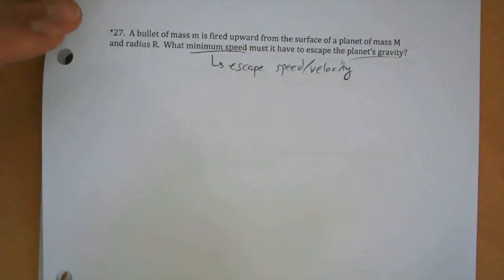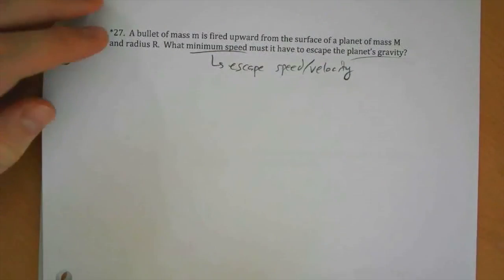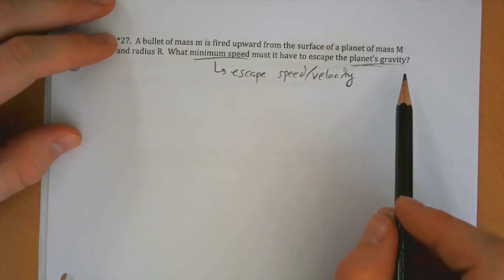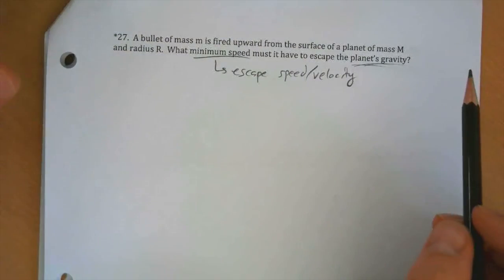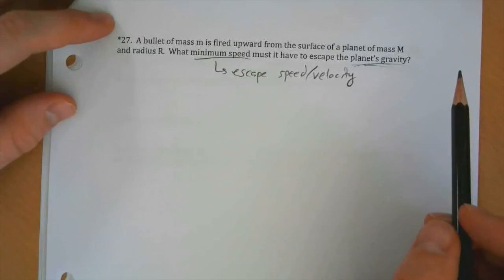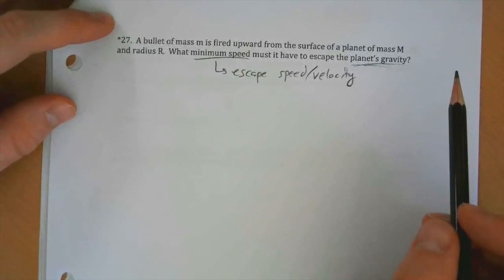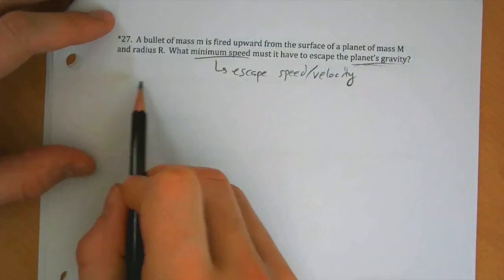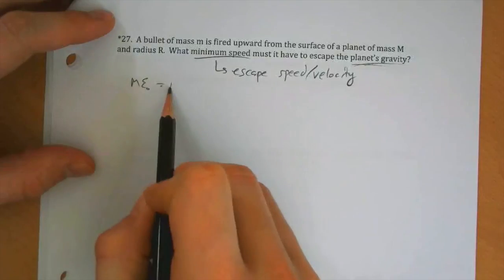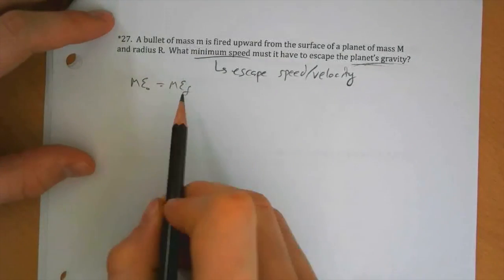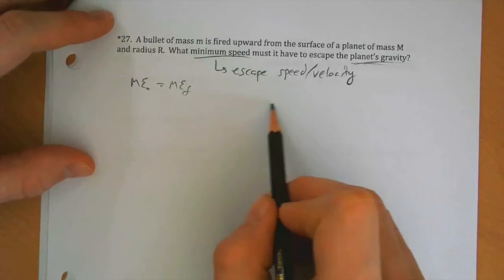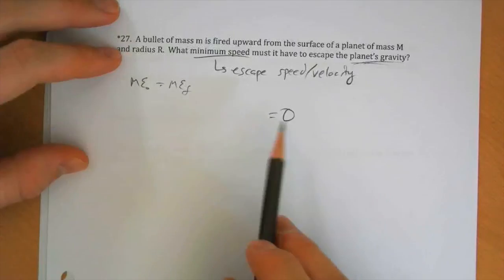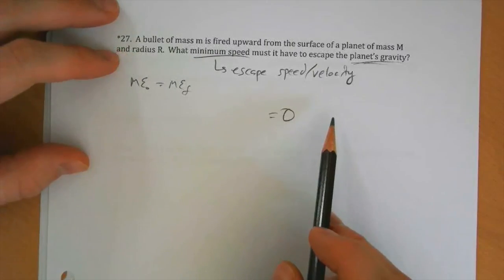It won't fall back to the planet's surface, which means it just barely has enough speed to get out to infinity, basically. So its final potential energy will be 0 when it has speed 0. So we can use conservation of energy to figure this out. ME initial equals ME final. At the end, we want it to be an infinite distance away, and we want it to just barely make it there, so that the total energy is equal to 0.